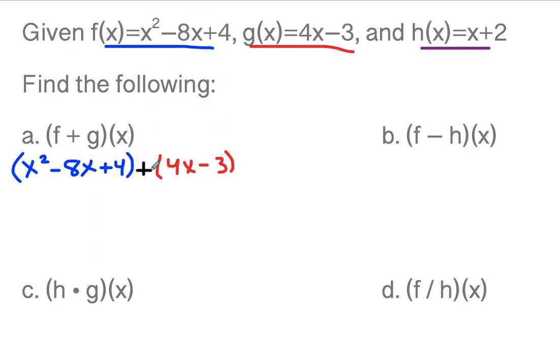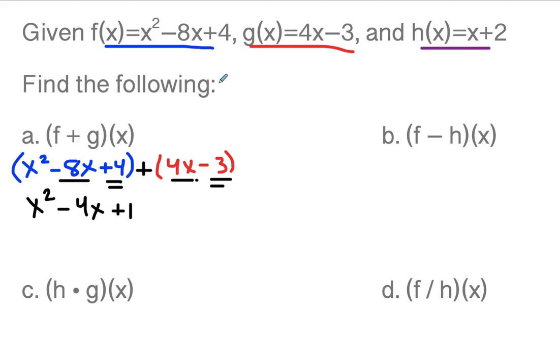So I'm just going to combine my like terms. X squared doesn't have a like term, so we're just going to bring it down. The like term with negative 8x is positive 4x. We combine those, we get negative 4x. And then positive 4 and negative 3 is going to give me a positive 1. So f plus g of x is going to equal x squared minus 4x plus 1.